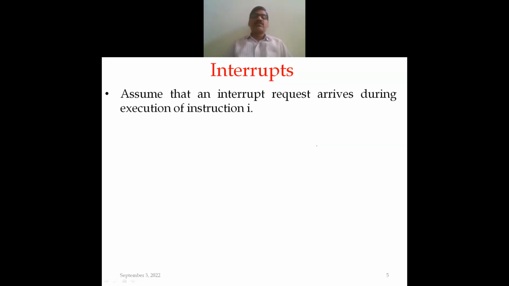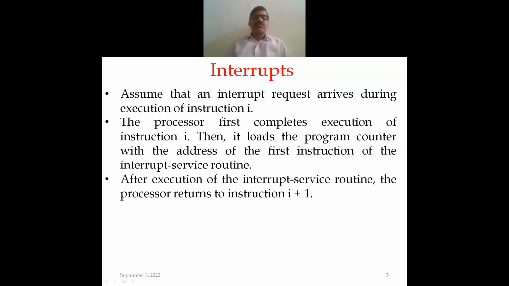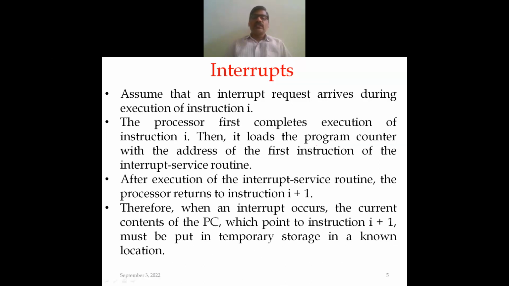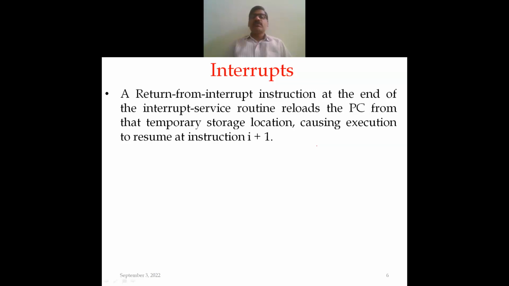Assume that an interrupt request arrives during the execution of an instruction i. The processor first completes the execution of instruction i, then it loads the program counter with the address of the first instruction of the interrupt service routine. After execution of the interrupt service routine, the processor returns to instruction i plus 1. Therefore, when an interrupt occurs, the current contents of the PC, which points to instruction i plus 1, must be put in temporary storage in a known location. A return from interrupt instruction at the end of the interrupt service routine reloads the PC from that temporary storage location, causing execution to resume at instruction i plus 1.